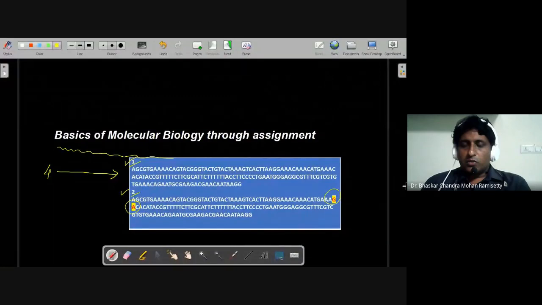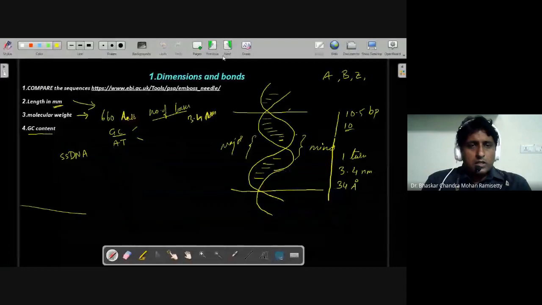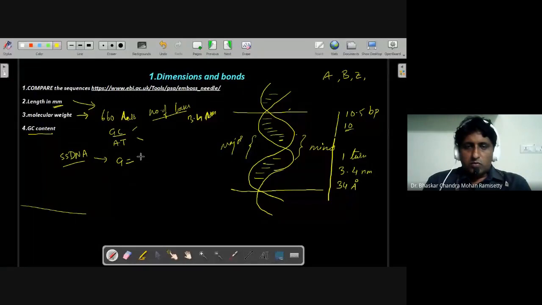You are supposed to convert it into double stranded and then work upon it wherever required. Okay, so you can find out the GC content. If it is single stranded DNA, G is not necessarily equal to C, and A is not necessarily equal to T. It's not that it shouldn't be, but there is no obligate rule that they have to be equal.